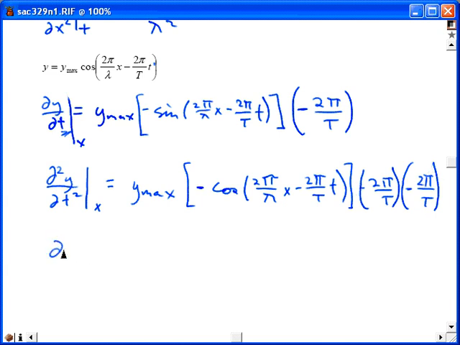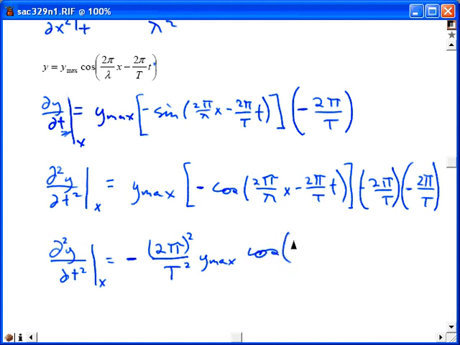And now I'll go ahead and simplify that a little bit. d squared y by dt squared, holding x constant, is, I do have 3 minus signs, so that's an odd number, so I have a negative. I'll put the 2 pi over T times 2 pi over T, I'm going to put it in this form: 2 pi squared over T squared times the y max times the cosine of its argument.